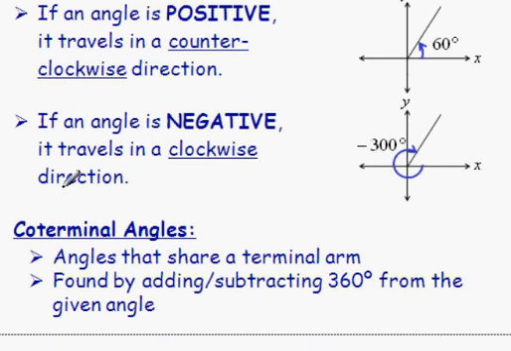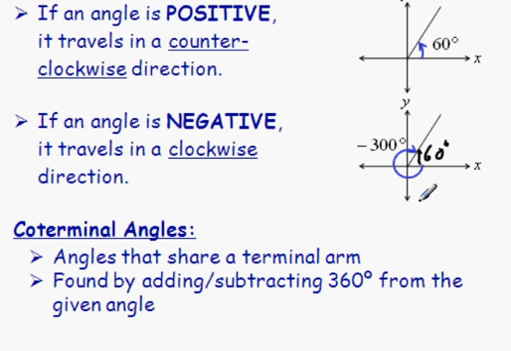A coterminal angle is an angle that shares a terminal arm, and that's found by adding or subtracting 360. So if you have the same angle, but one is counterclockwise and one is clockwise, they're coterminal. If you look at these two pictures here, the terminal arm hasn't moved. The terminal arm for 60 degrees and for negative 300 degrees is in the exact same position, right? Because this here is going to be your 60 degrees. So negative 300 and 60 are coterminal angles because they share the same terminal arm.